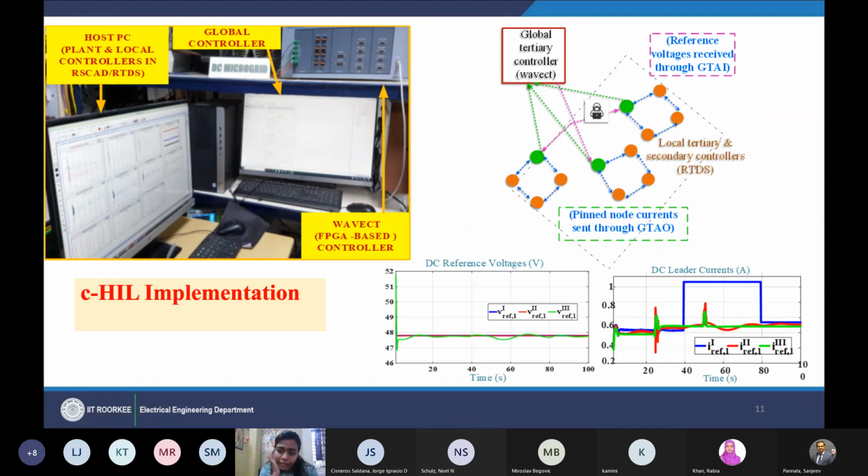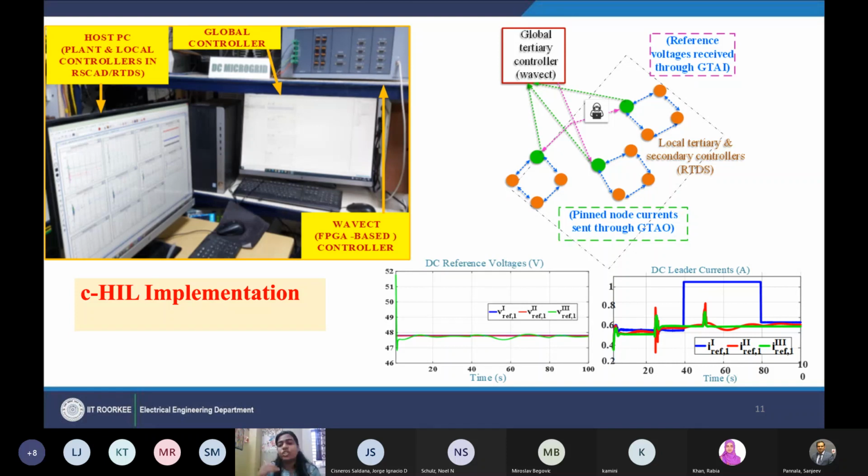Okay. So to have a more realistic approach to what we have proposed, we have gone for a controller hardware-in-loop implementation, in which the global tertiary layer is actually a centralized controller. This global tertiary controller we have implemented on an FPGA-based WaveIT, and the other microgrid clusters, as I've shown in the figure, the orange and green nodes, have been modeled as 3 different microgrid clusters in the racks of RTDS. The global tertiary controller, which has been outlined in red, is modeled in WaveIT, the FPGA-based controller.